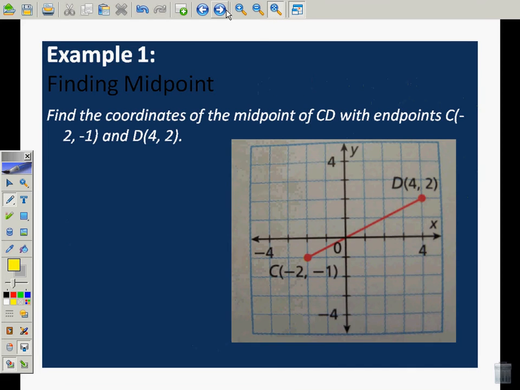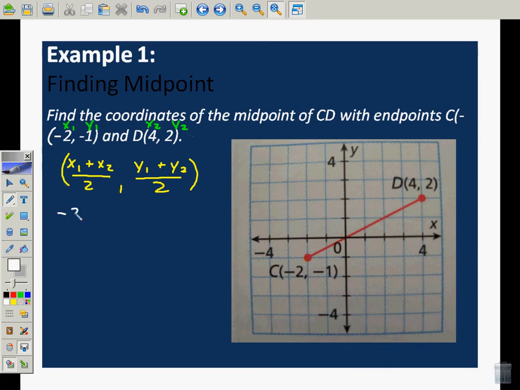How do we apply this? We're going to find the coordinates of the midpoint of CD with endpoint C (-2, -1) and D (4, 2). So let's see what we're going to do. First of all, I'm going to write down my formula. It's a good idea to always write down the formula before you start, because it's always going to give you something to go off of. And then if you'd like to, you can label these x1, x2, y1, y2. Now I've got everything labeled. I'm just stacking them up and knocking them down.